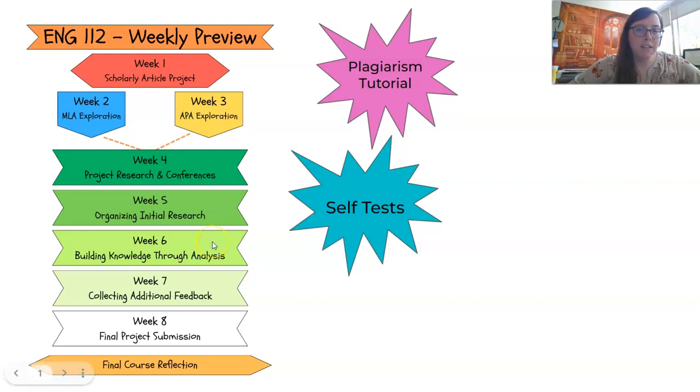In week 6, we're going to do more analysis and more research so that you can build more knowledge about your project. Depending on which project you're working on, this will look different. In week 7, you'll collect additional feedback either through peer review or peer surveys, and then you will submit your final project in week 8. There's 2 extra days at the end of the semester that are not included in our weeks 1 through 8, and that's where you'll do a final course reflection, which is technically considered your final exam.